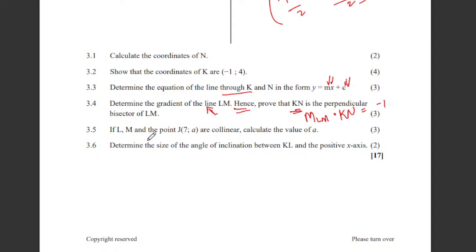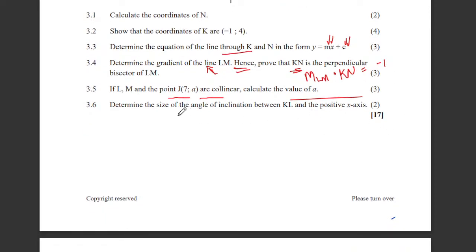3.5, they are telling us we have this point J that is on the same line as LM, and they are telling us that those points are collinear. Calculate a, use the gradient. Okay, then the size of the angle of inclination.